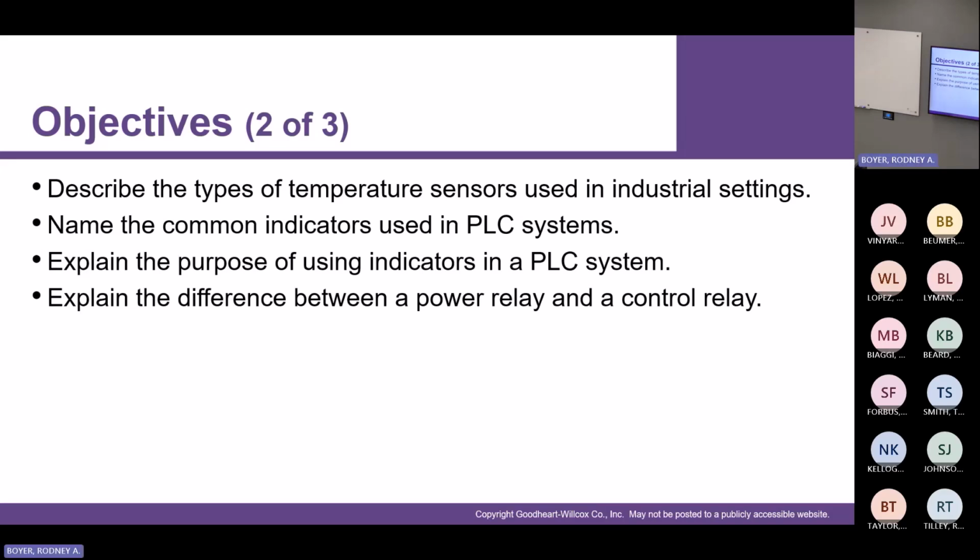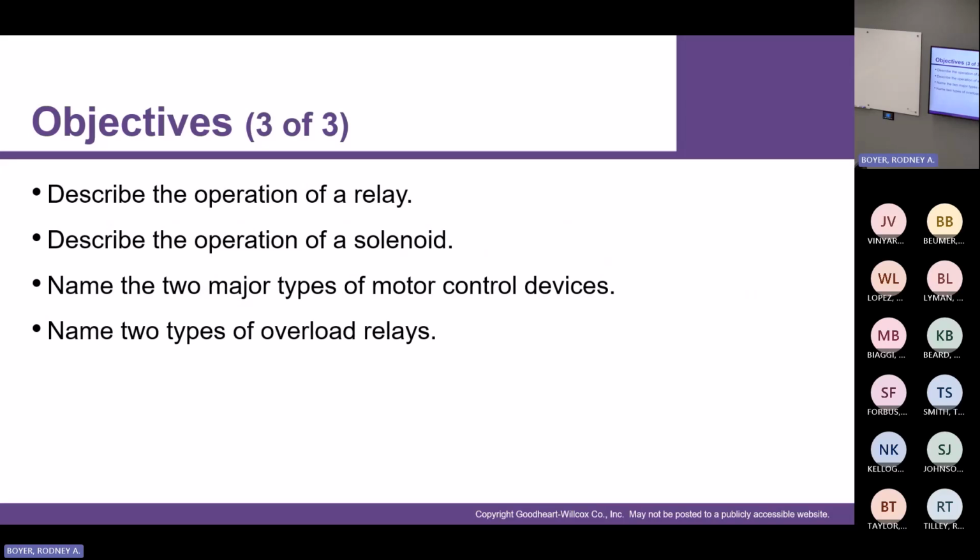Anybody have any idea what the difference is between a power relay and a control relay? Yeah, it has a lot more to do with the amount of current that they carry, though. A control relay is generally low voltage, low current. A power relay is high voltage, high current, or it can be low voltage, high current. It's just more about the current than it is voltage, really.